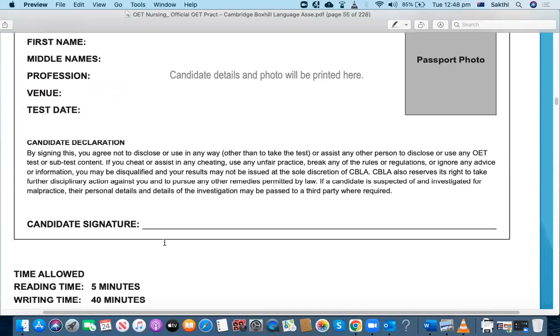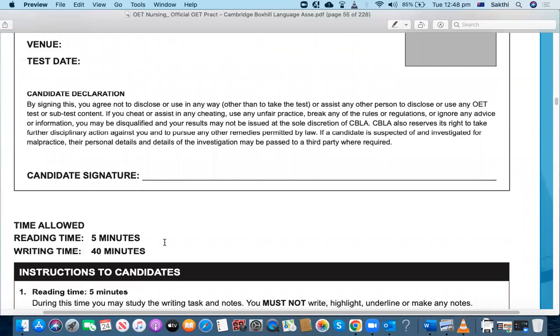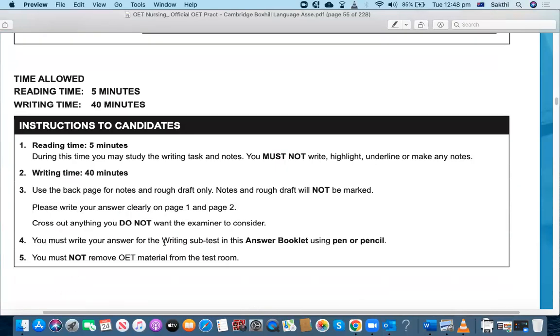Is that clear with everyone? Okay, good. And then they will also give you some instructions as well. So time allowed is 5 minutes for reading time, 40 minutes for writing time. Remember that during the first 5 minutes, you may study the writing test, task, and notes. You must not write, highlight, underline, or make any notes. You're not allowed to do that. If you do so, you're going to break the examination rules, and that's not good.